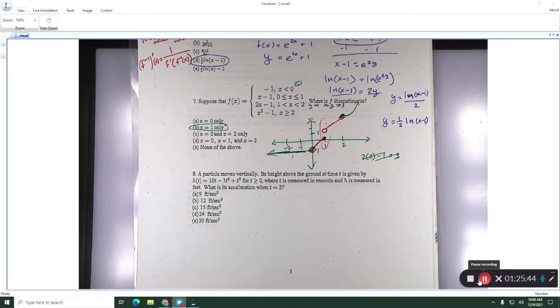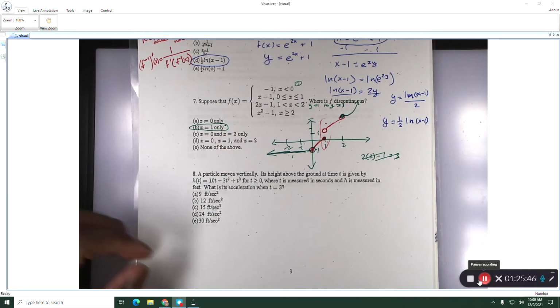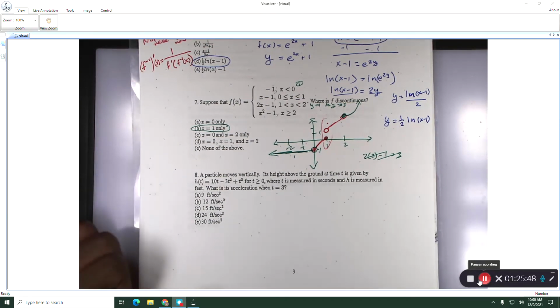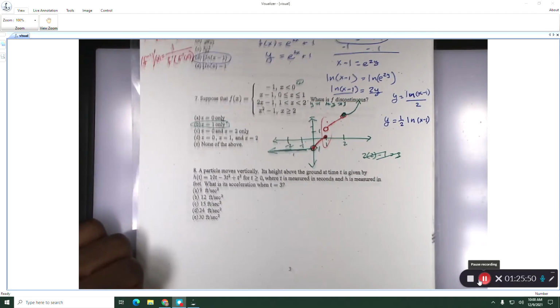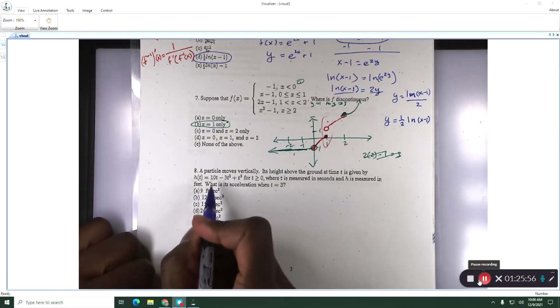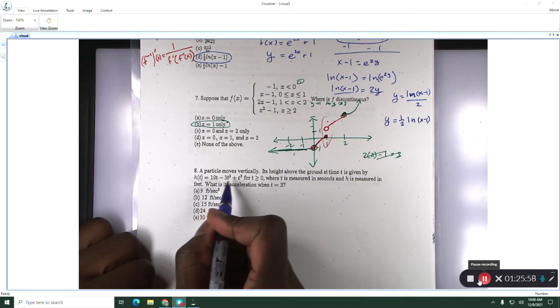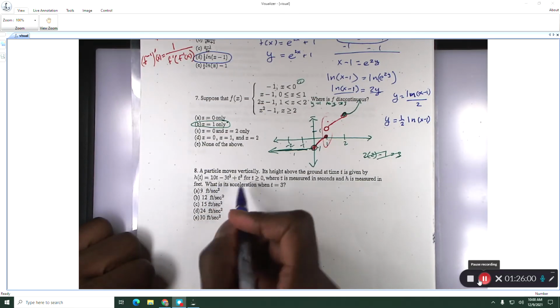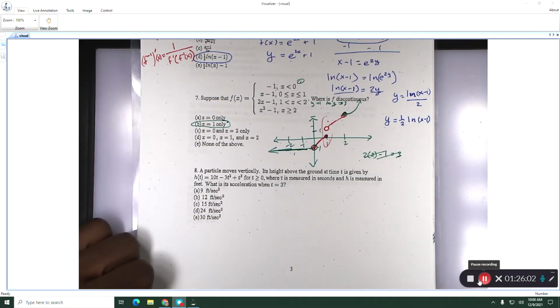Okay. Again, we have a different type of problem. It says a particle moves vertically. Its height above the ground at time t is given by h of t is equal to 10t minus 3t squared plus t to the third for t greater than 0, because time has to be positive, where t is measured in seconds and h is measured in feet. What is the acceleration when t equals 3?